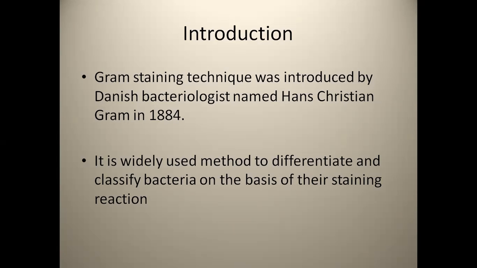Why? Because there are more than 13,000 species of bacteria. As bacteria are colorless, we cannot identify or differentiate the bacterial species. So for that, we need a staining technique. Staining means nothing but a color dyeing technique. By utilizing this technique, we can classify the bacteria into two categories, either Gram positive or Gram negative.